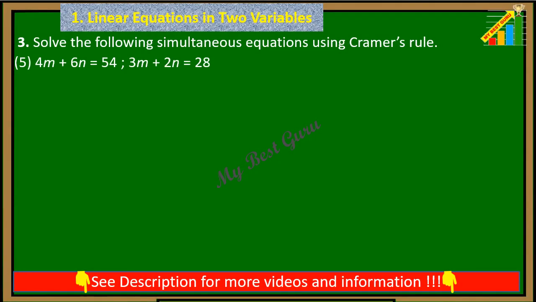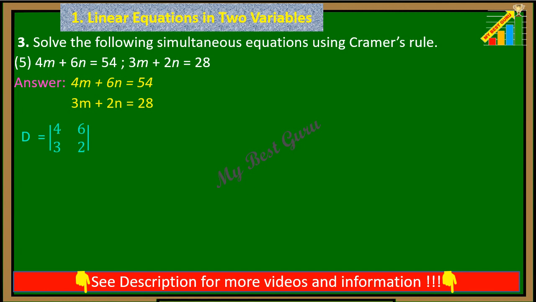Question number 5. 4m plus 6n is equal to 54 and 3m plus 2n is equal to 28. So the answer for this is, your equations are 4m plus 6n is equal to 54 and 3m plus 2n is equal to 28. Find out the value of D.